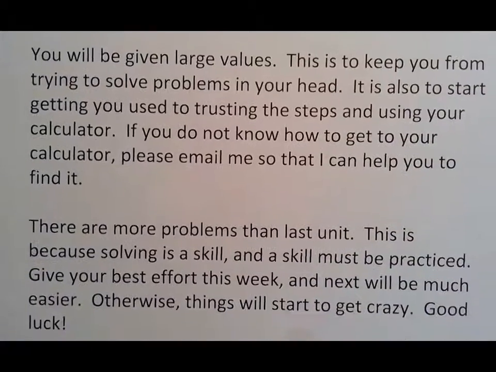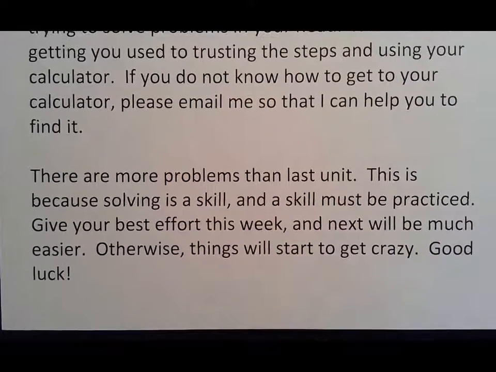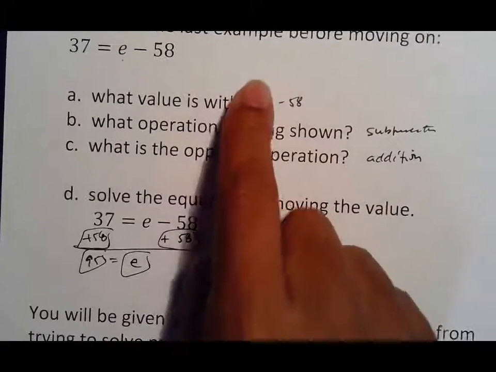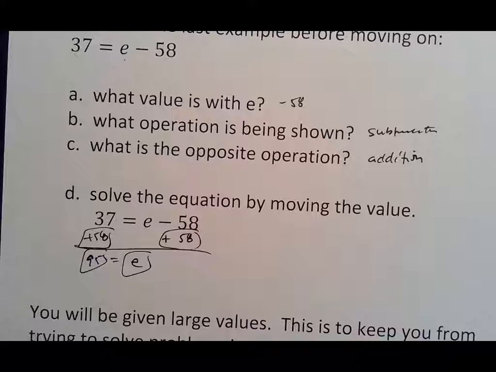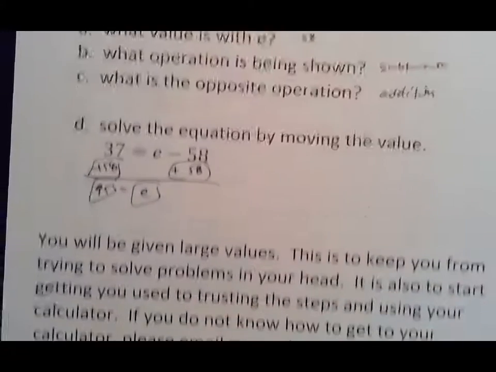There are more problems than the last unit in your homework, and that's because solving is a skill and I need you to practice it. So it's not just 10 questions. I think you might be in the 20s, but again, most of those questions are pretty fast because if you think about it, these questions don't take long to answer. Putting negative 58, subtraction, addition shouldn't be that bad. So again, just make sure you're ready for that.